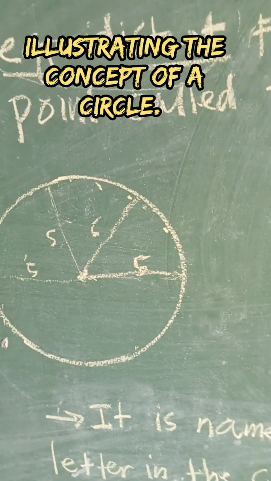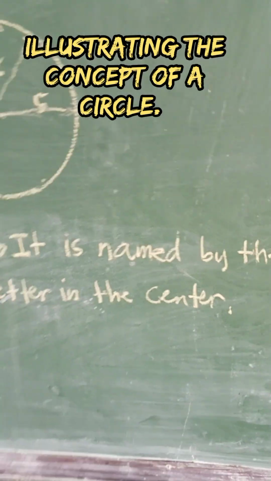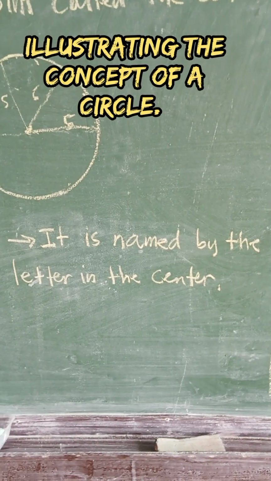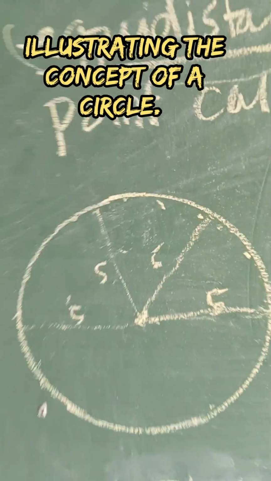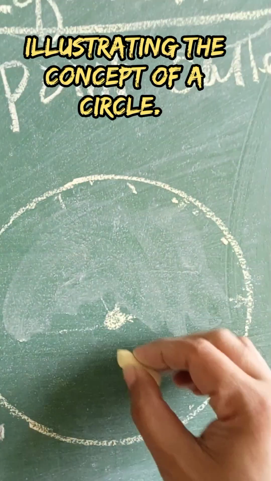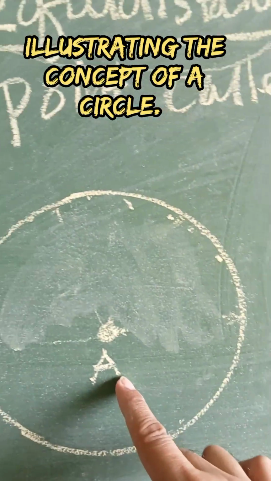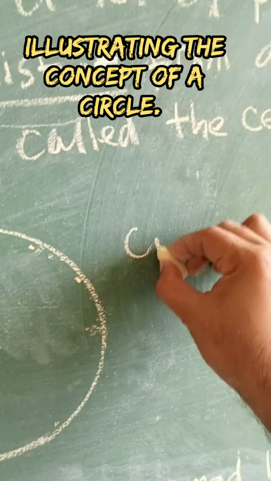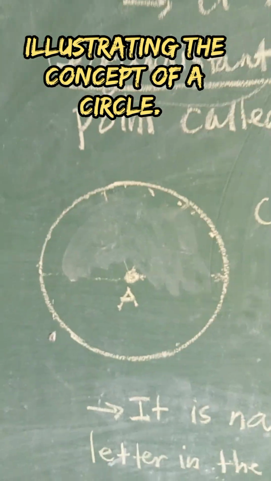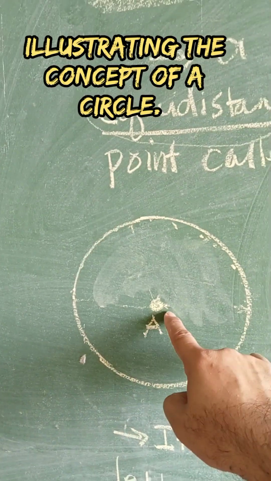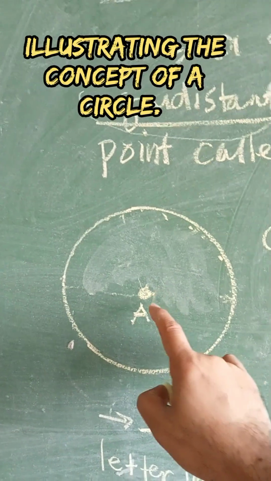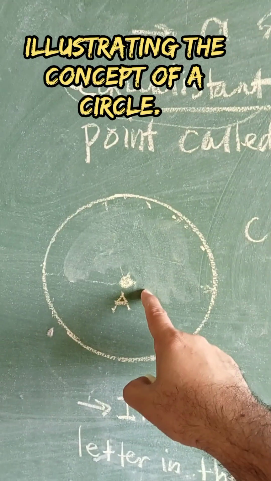Okay, so second, a circle is named by the letter in the center. Which means that if this is your center here, and we use letter A, then we consider this circle as circle A. So you got it? Whatever capital letter is used in the center, that capital letter is considered the name of the circle.